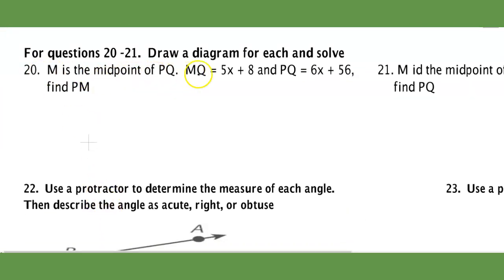M is the midpoint of PQ. Okay, let's draw that. We know that M is the midpoint of PQ. So we know these two are equal to each other. MQ is going to be 5x plus 8, which since they're equal, so is PM. So this is also 5x plus 8. And we know PQ is equal to 6x plus 56.